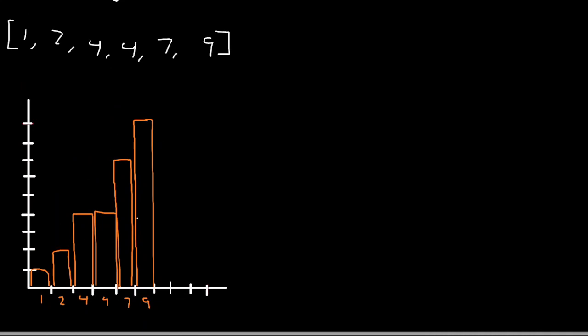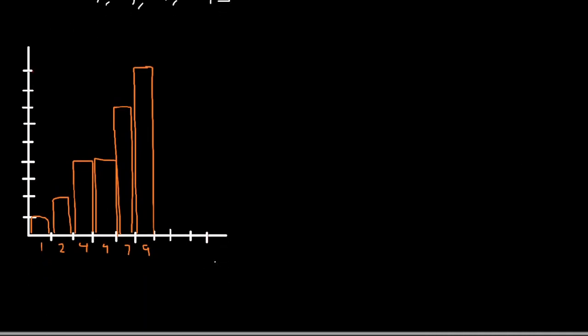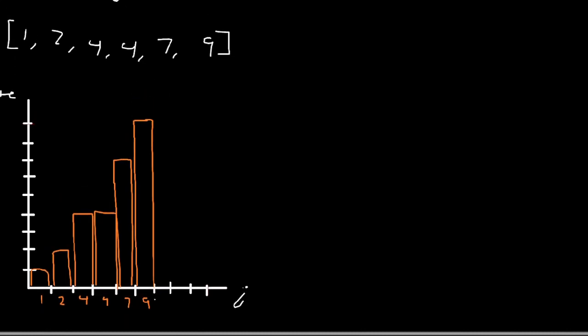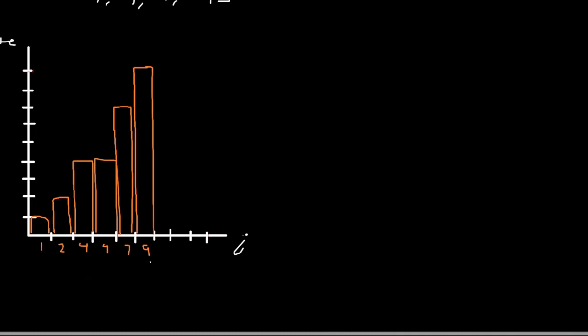On the bottom we have indexes I. And on the top we have number of citations. So this array is represented by this graph. This graph represents this array. Vice versa, doesn't really matter. Okay, so let's go ahead and start searching from the back.